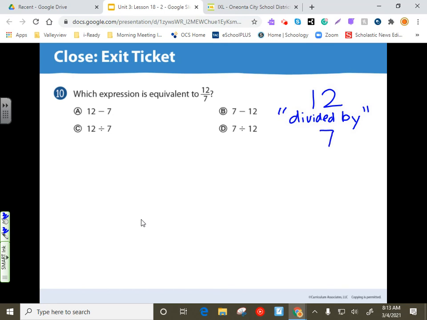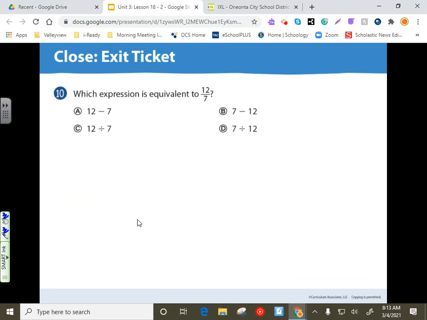This is 12 minus 7. This is 7 minus 12. This is 7 divided by 12. And this is 12 divided by 7. So again, when you see this line right here, in your head almost think of it as the phrase divided by. Because remember, your division symbol is actually visually representative of a fraction.